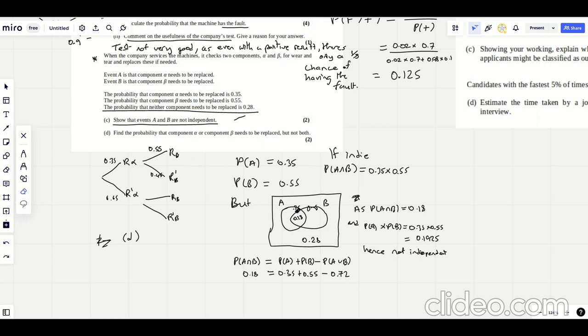Okay, so if I now subtract anyway 0.18 from 0.35, I'm going to get 0.17. And here 0.55 minus 0.18 is 0.37. And so if I want to now find the probability that A or B needs to be replaced but not both, I just need to do 0.17 plus 0.37, which equals 0.54, I think.